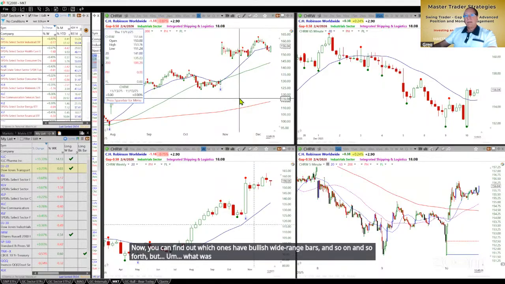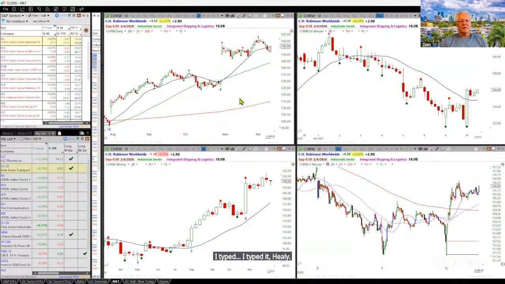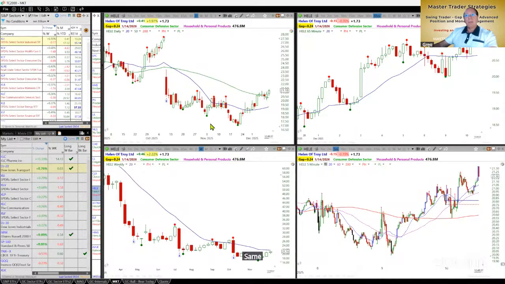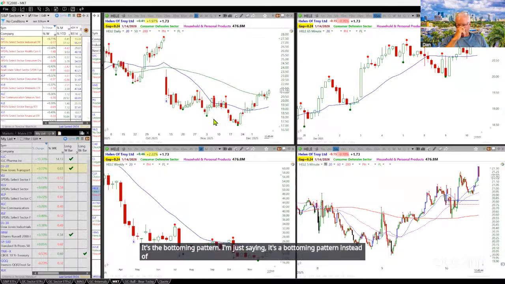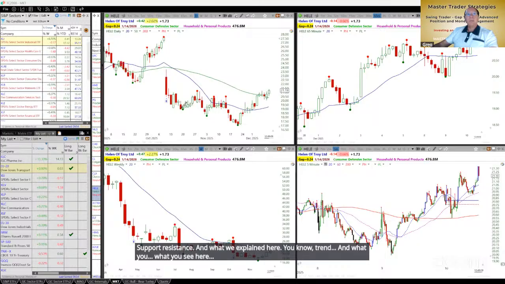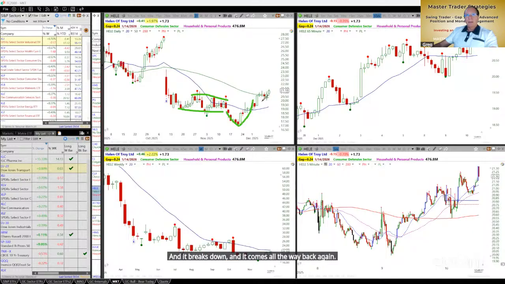What was the symbol, Dan, that you wanted? I typed it, Healy, H-E-L-E. Same thing, wash, repeat. So it's a bottoming daily pattern chart. I'm just saying it's a bottoming pattern instead of uptrends or sideways trends. It's transitioning, but look, your job is to take the broad picture, the broad concepts. So you saw the beginning slide: relative strength and weakness, candlesticks, support, resistance, and so on. And what we explained here, trend, and what you see here is a loose pattern, and it breaks down and it comes all the way back again. And now it tightens up.